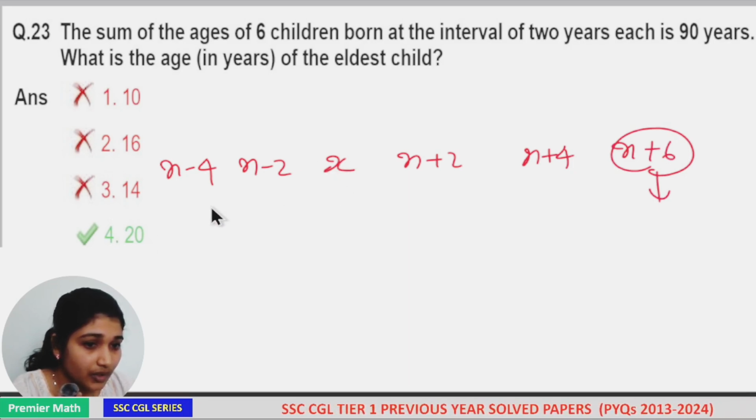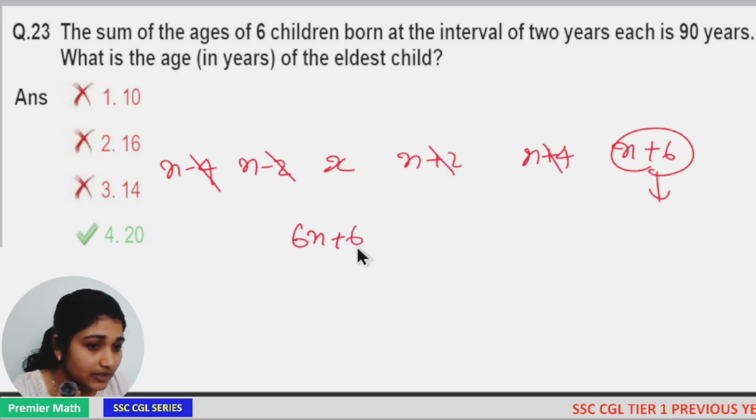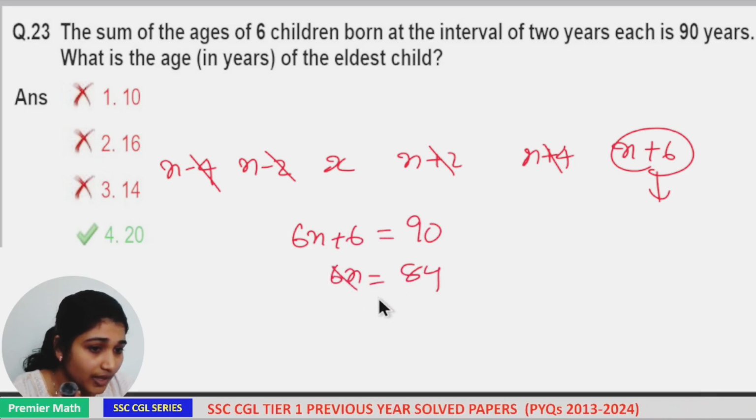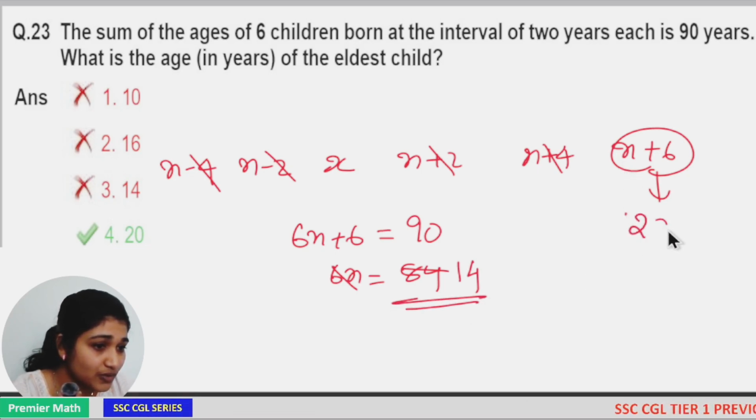Now the sum of these children. If you take the sum of these numbers, minus 4 plus 4 cancel, minus 2 plus 2 cancel. So total 6x plus 6 is the sum of these children, which is given as 90 years. Then 6x is equal to 84 and x is equal to 14. x plus 6 means 14 plus 6, 20 years is the eldest child.